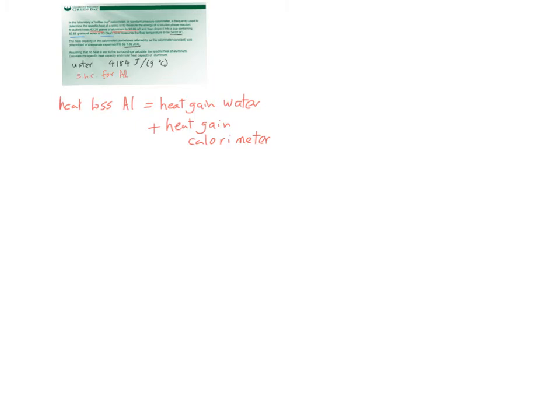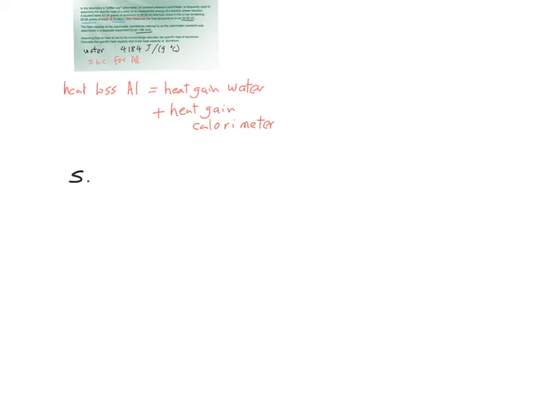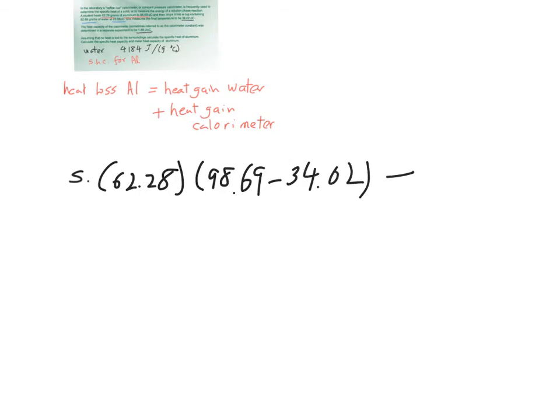Heat loss of the aluminum is S, which stands for the specific heat capacity of aluminum, multiplied by the mass of the aluminum, which is 62.28 grams, multiplied by the temperature change, that is from 98.69 to 34.02. This is the heat loss of the aluminum.